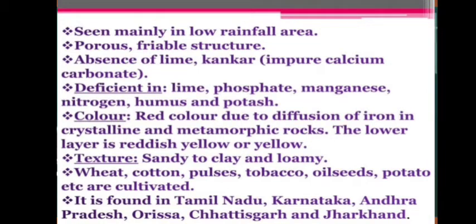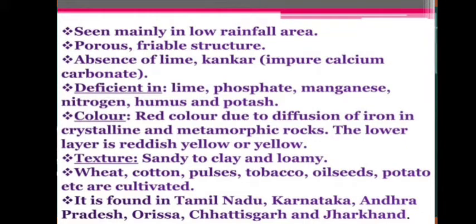What are the major crops grown? Wheat, cotton, pulses, tobacco, oil seeds, potato, etc. And where is it found? It is found in Tamil Nadu, Karnataka, Andhra Pradesh, Odisha, Chhattisgarh and Jharkhand.